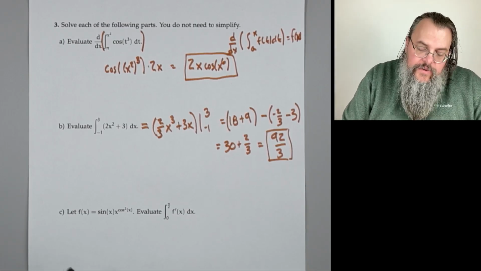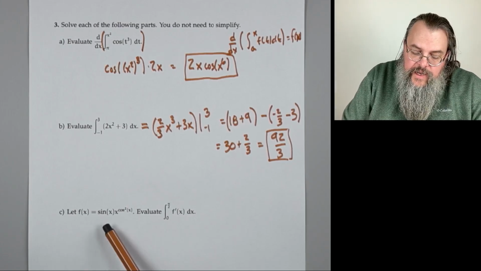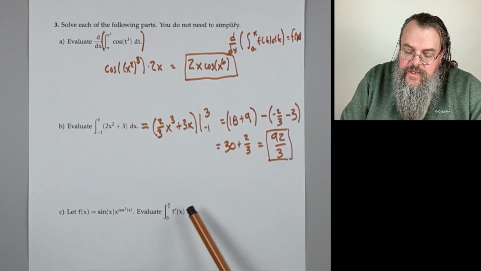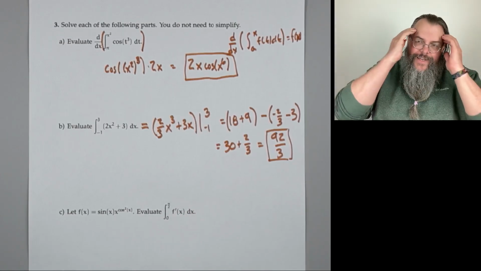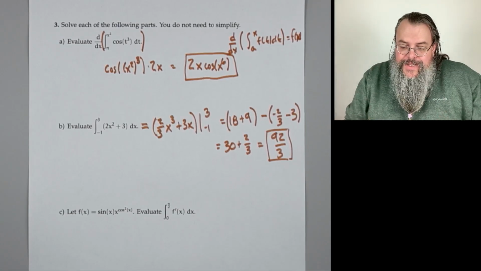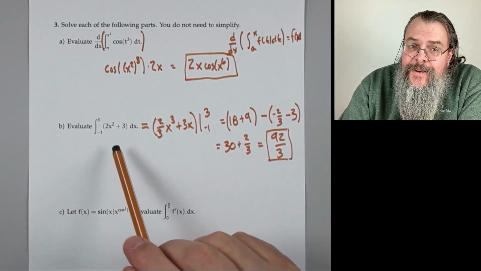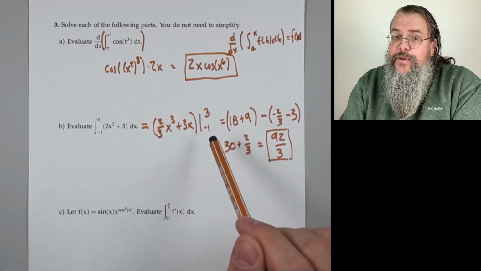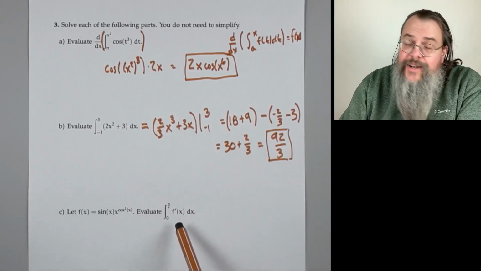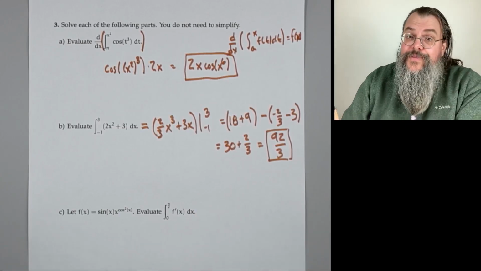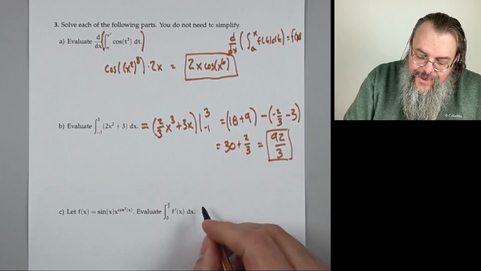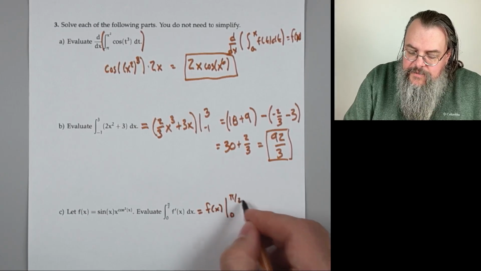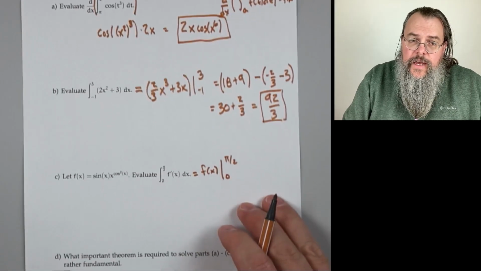Well, now, this next one. F of x is sine of x times x cosine squared of x, and evaluate the integral from 0 to pi halves f prime of x. Whoa, oh my gosh. Oh, this looks terrible. But think about what we just did. This one said, oh, find an antiderivative, evaluate at the endpoints. Well, what's the easiest antiderivative of a derivative? The function. So this is the same as just f of x, but we have to evaluate from 0 to pi halves.